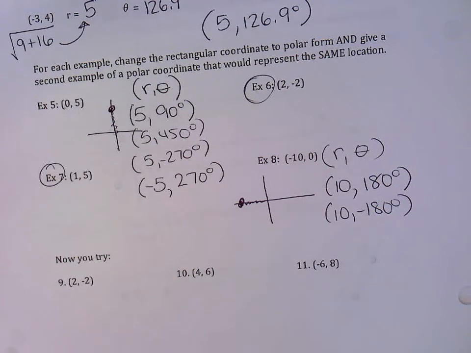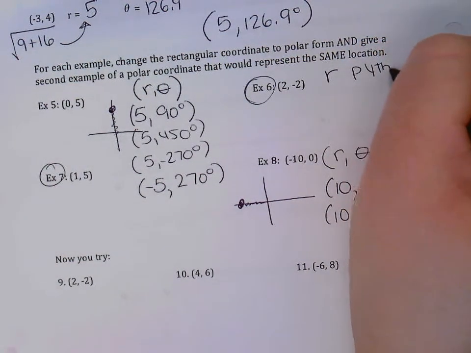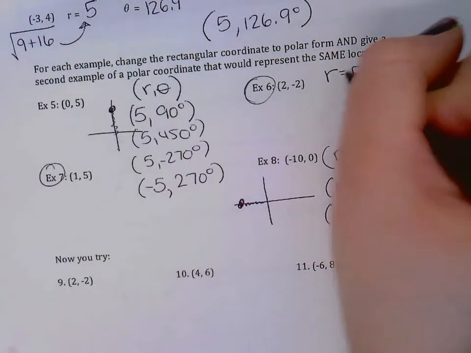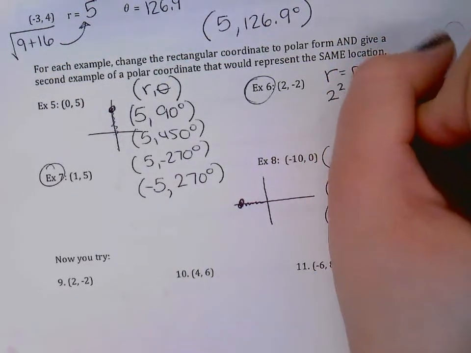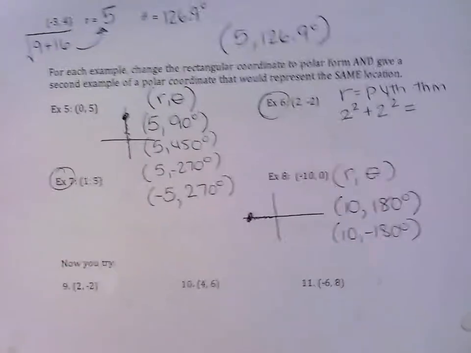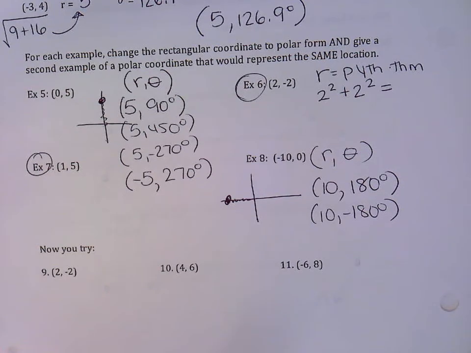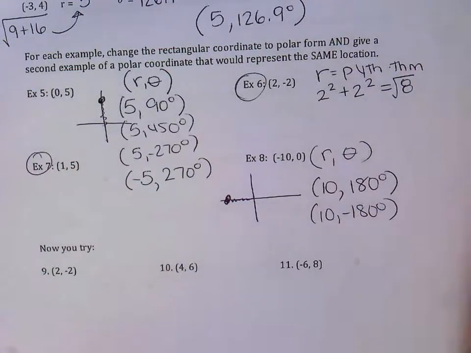All right, so on 6 and 7, we need that Pythagorean theorem stuff. How far away am I? So R, you're going to use the Pythagorean theorem. So 2 squared plus 2 squared. I just ignore that it's negative because to me it's the side of a triangle, so it's a distance being squared. Comes out positive anyway. That just gives me 8, right?